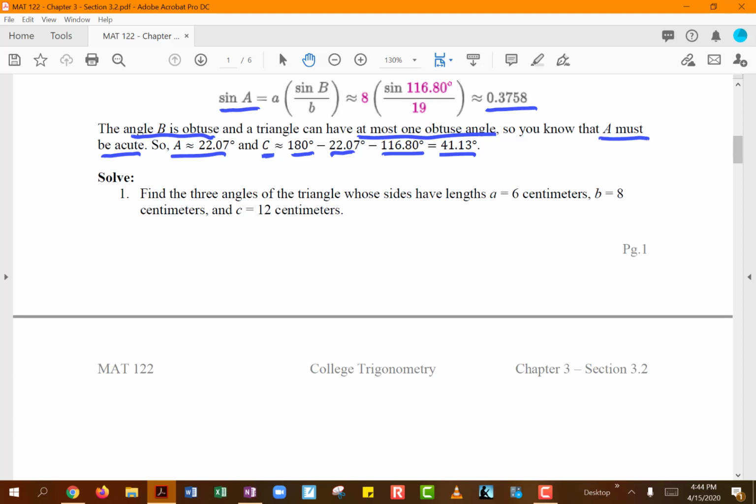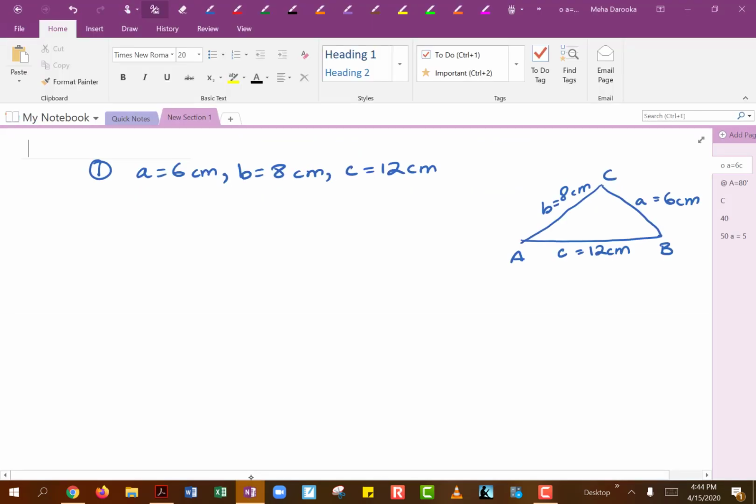So example 1 is again asking us to find the three angles for a triangle where those three sides are given to us. So let's go ahead and take a look at this example over here. Okay, so the longest side is going to be side C, right? Because that is 12 centimeters, which means the largest angle is going to be angle C in our case. So again, we are going to be using law of cosines to help us find angle C, okay?